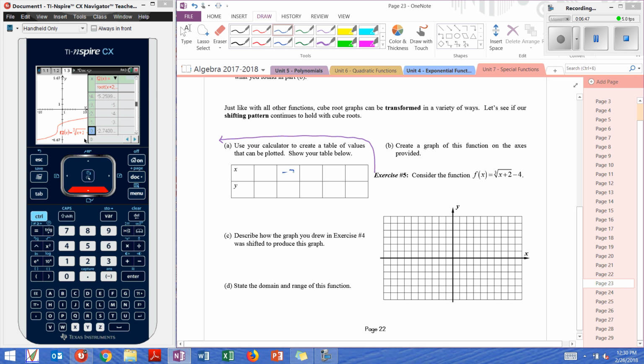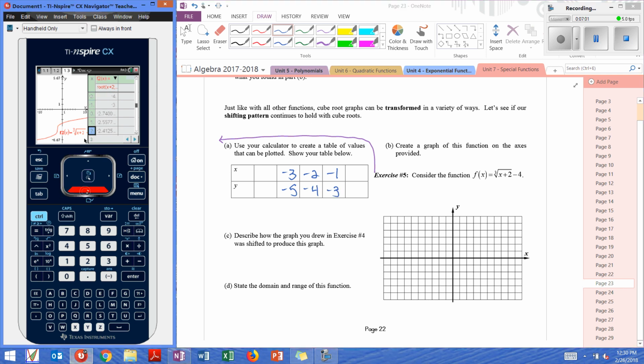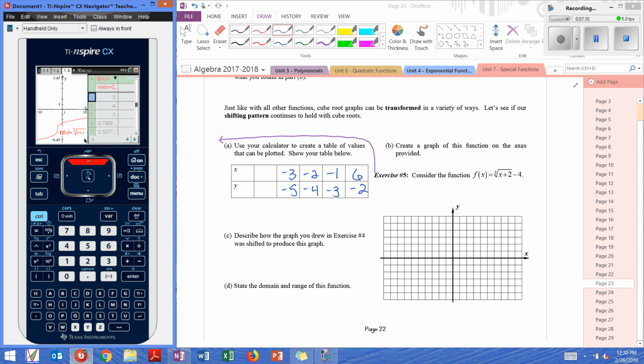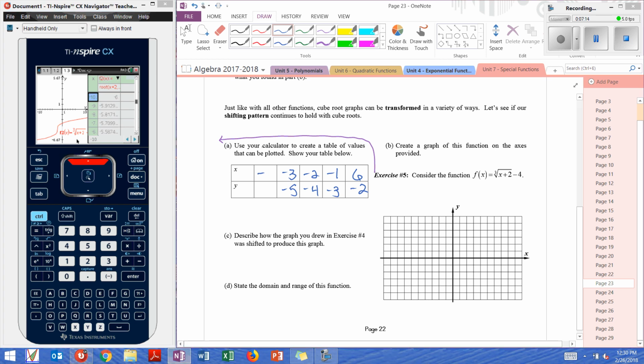So negative 3, negative 2, negative 1. So it's negative 3, negative 5, negative 2, negative 4, and negative 1, negative 3. And then what we just want to do is find the next integer value. So that's at 6, negative 2, and find it up here. Many of you can probably predict that this would happen at negative 10, negative 6.